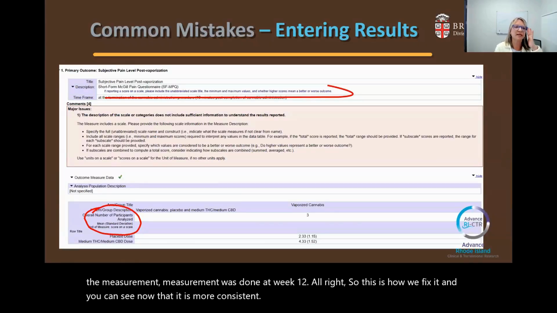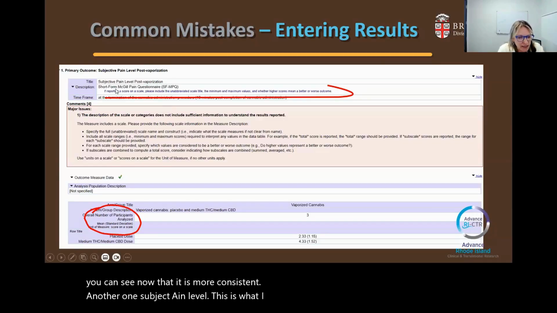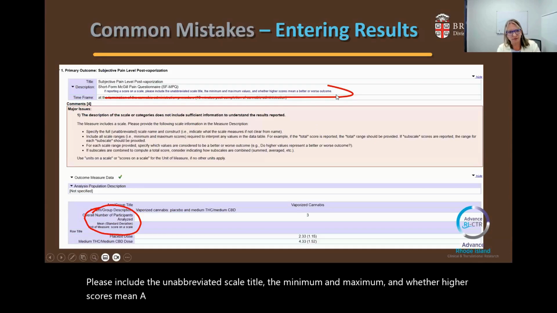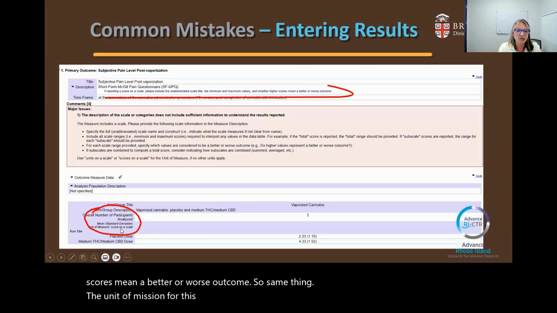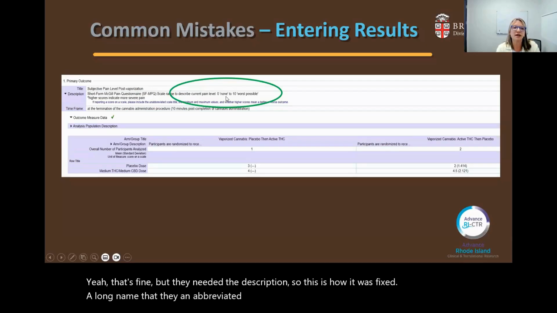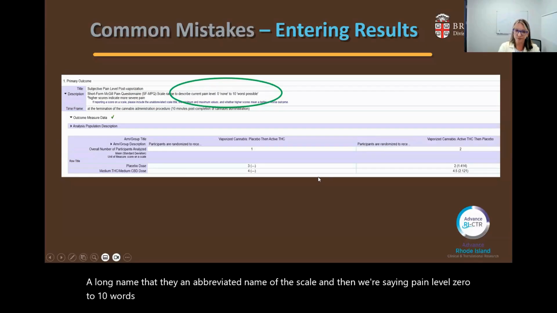Another one, subject pain level. This is what I was saying. They ask you if it's a score or a scale: please include the unabbreviated scale title, the minimum and maximum, and whether higher scores mean a better or worse outcome. So same thing, the unit of measure for this one was a score on a scale. That's fine, but they needed the description. So this is how it was fixed. Long name, the unabbreviated name of the scale, and then we're saying pain level 0 to 10, worst possible.